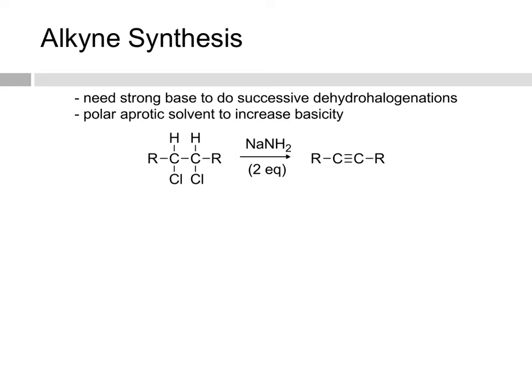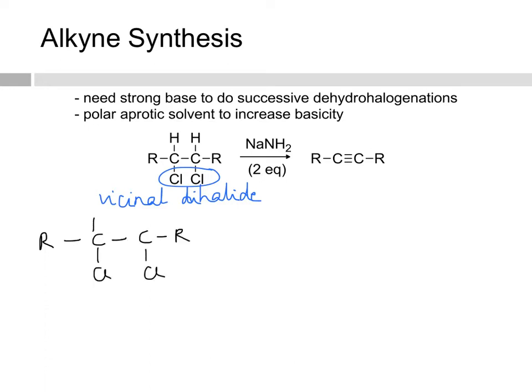In this case, we are starting with a vicinal dihalide. That means that the chlorides are on adjacent atoms. And if we were to draw out the mechanism, we'll see that it goes through an E2 mechanism. So starting from our vicinal dihalide, we have our base, which is sodium amide, attack one of the protons, and kick out the chloride leaving group.